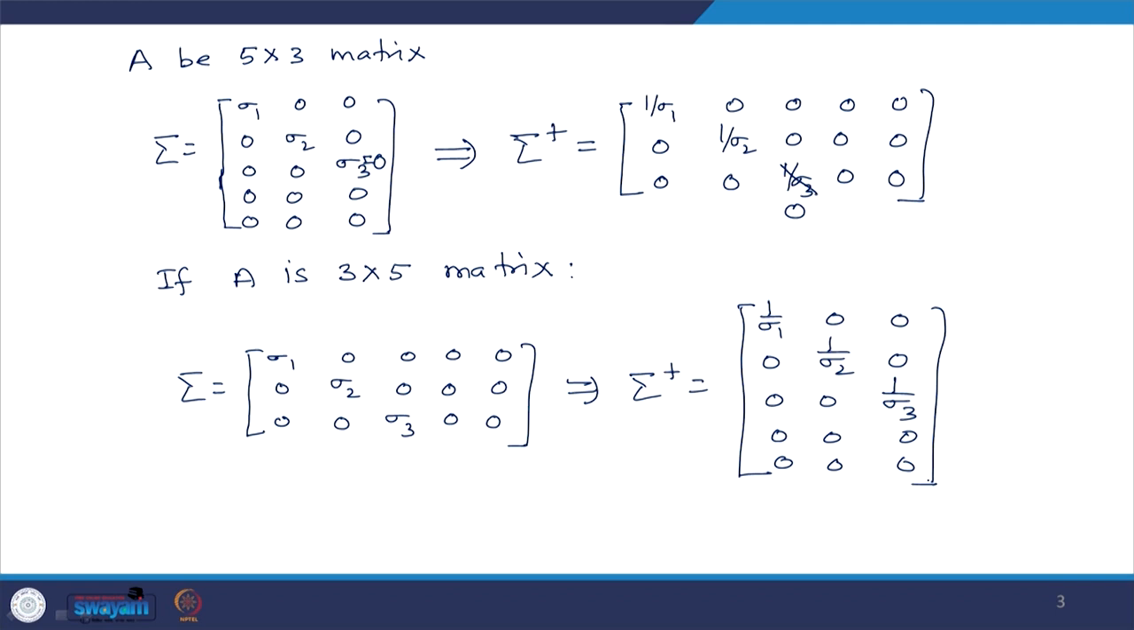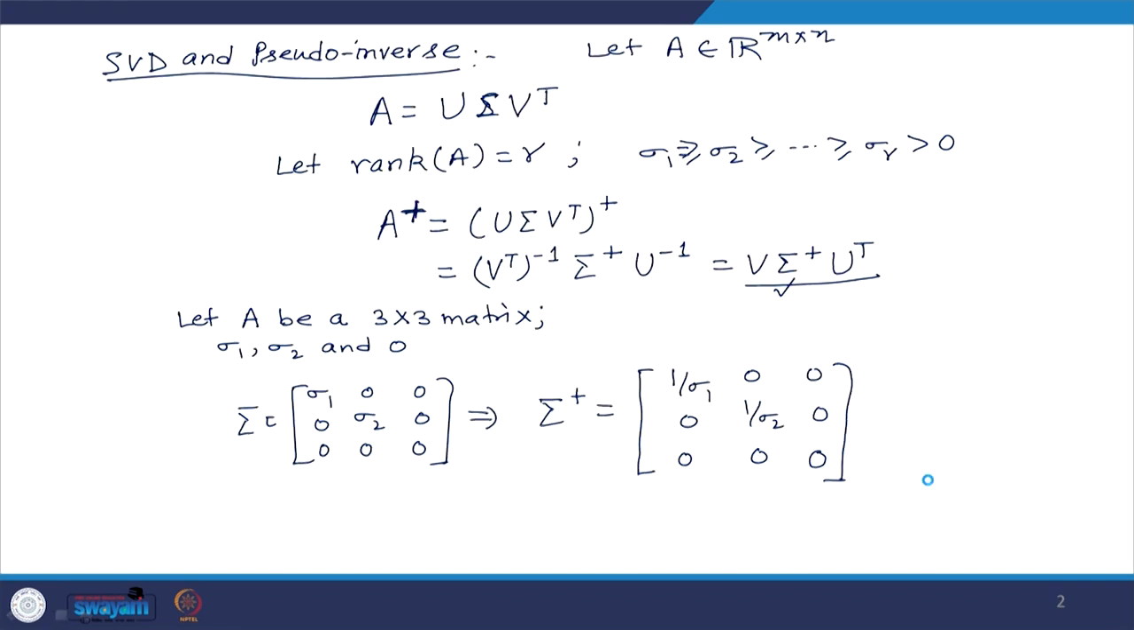And again the same rule. If a singular value is 0 or very close to 0, we will replace it in the pseudo inverse by 0 only. So in that way you can write sigma plus. The rest you know: if V transpose is there, how to write V and the transpose of U. Then by multiplying V, sigma plus and U transpose, you will get the pseudo inverse.